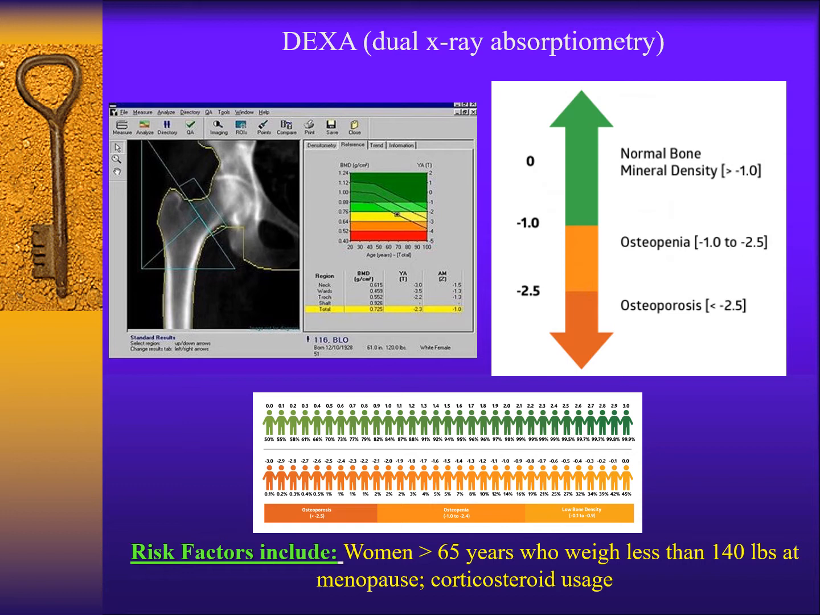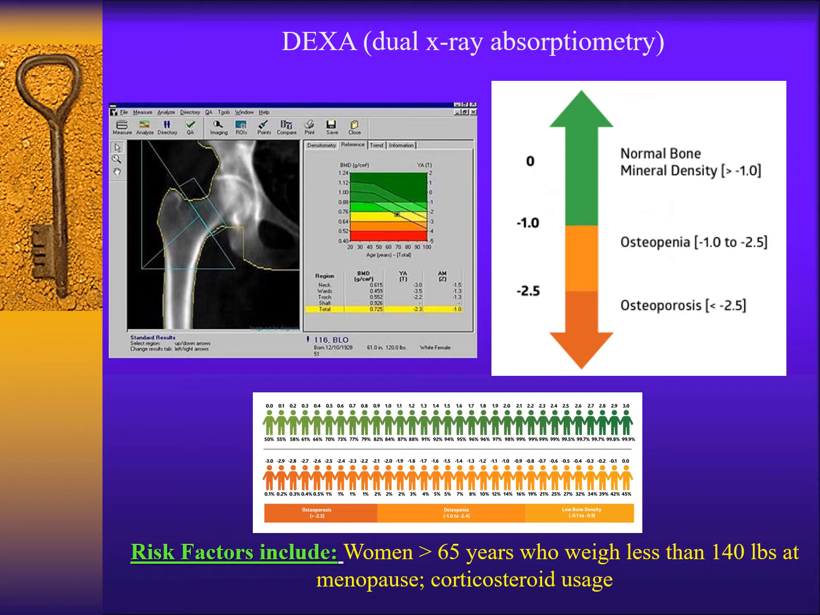And then on the right, you can see that anywhere between 1 and 2.5 standard deviations, which we call a T-score, the individual is considered to have osteopenia, and anything more than 2.5 standard deviations below normal, the individual is considered to have osteoporosis. And so once again, we're looking to determine how much bone density the individual has compared to a normal population. And individuals who have osteoporosis and even high-grade osteopenia are at risk for a fracture.